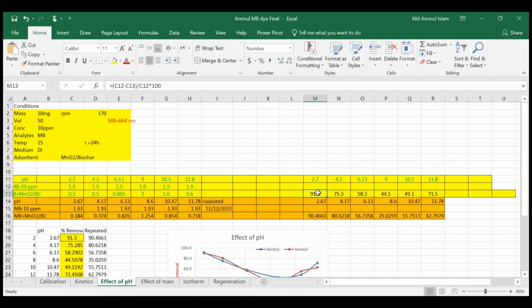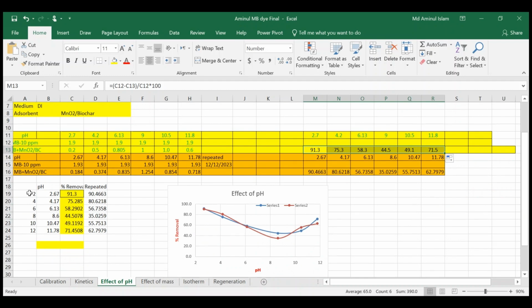See here, if you click, see C12 minus C13 divided by C12 into 100. That means if you click here, so C12 is this and C13 is this. So using this equation, you can easily calculate percent removal at this pH. Then click on enter, and if you scroll to right side, then you can easily calculate percent removal at other pH. So this is how you can easily calculate percent removal for effect of pH.